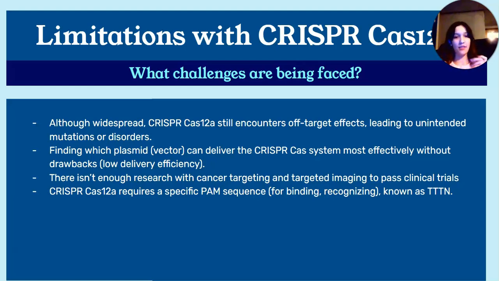Another problem is that there isn't enough research on cancer targeting and targeted imaging to pass clinical trials, as said before. And another problem is that CRISPR-Cas12a requires a specific PAM sequence, which is a sequence used for binding to and recognizing the target sequence, known as TTTN. Because of this, it isn't as versatile as it should be. So Cas9 is sometimes still seen as better than Cas12a.